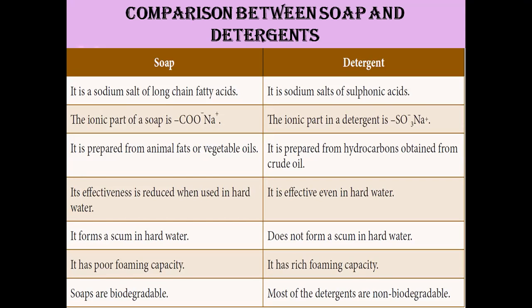Soap's effectiveness is reduced when used in hot water. Detergent is effective even in hot water. Soap forms a scum in hot water. Detergent does not form a scum in hot water. Soap has poor foaming capacity. Detergent has a rich foaming capacity. Soaps are biodegradable. Most of the detergents are non-biodegradable. Okay, these are the comparison between soap and detergents.